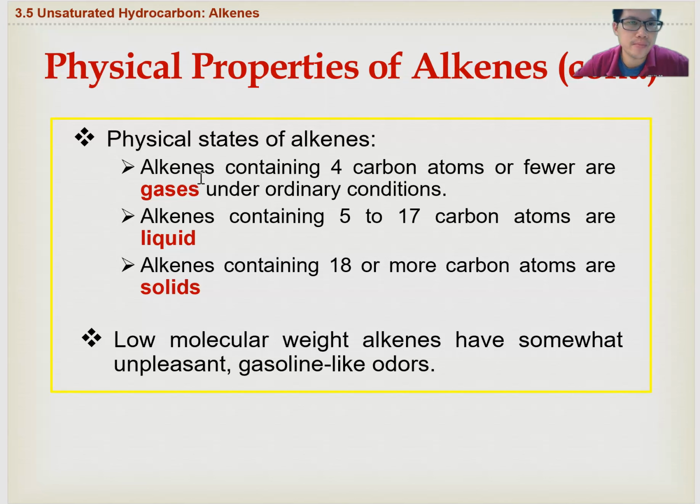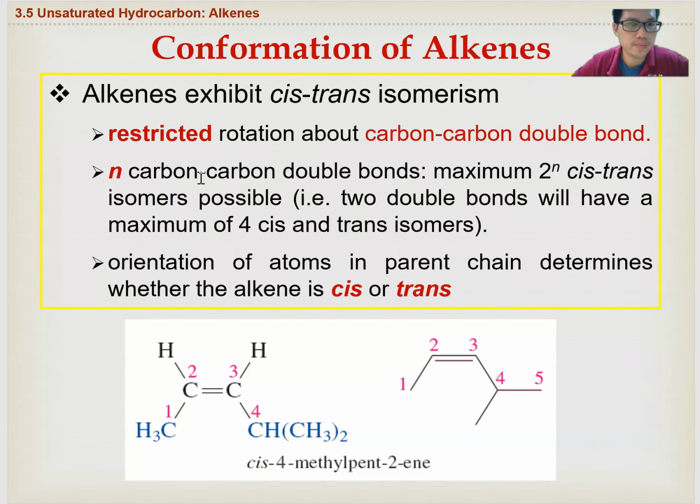Alkenes, because of the double bond, have restrictions. Imagine this is a double bond. With a single bond you can rotate around, but with a double bond you cannot, unless you break it. So in this case there's a restriction in the rotation, so we have the cis and trans conformations. The priority is this, and the same direction will be the cis form.